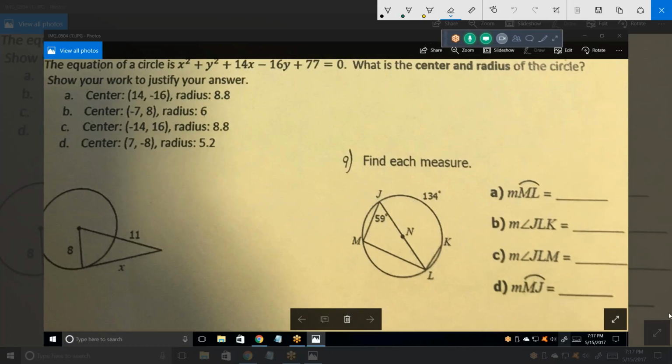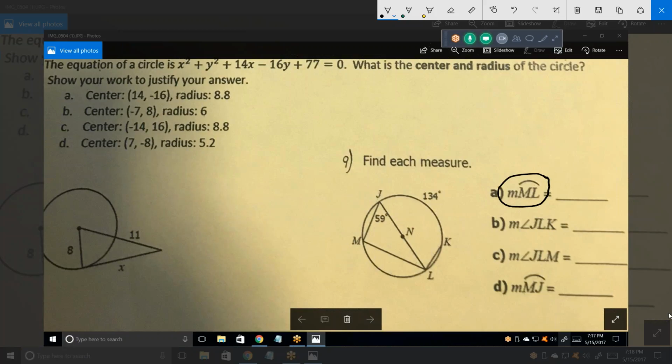All right, the measurement of ML. When they give you that kind of terminology, that's not arc length. That's the degree measurement of that arc. There's two different measurements of an arc. There's the degree measurement, and then there's the length of that thing. Okay?